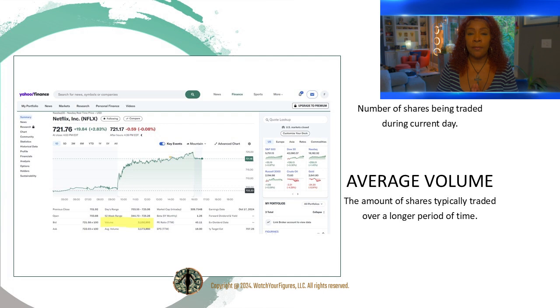For example, if you have a stock that the average volume is 1 million shares, because the average volume is going to be how many shares they normally trade. Now the volume is going to be today's volume.